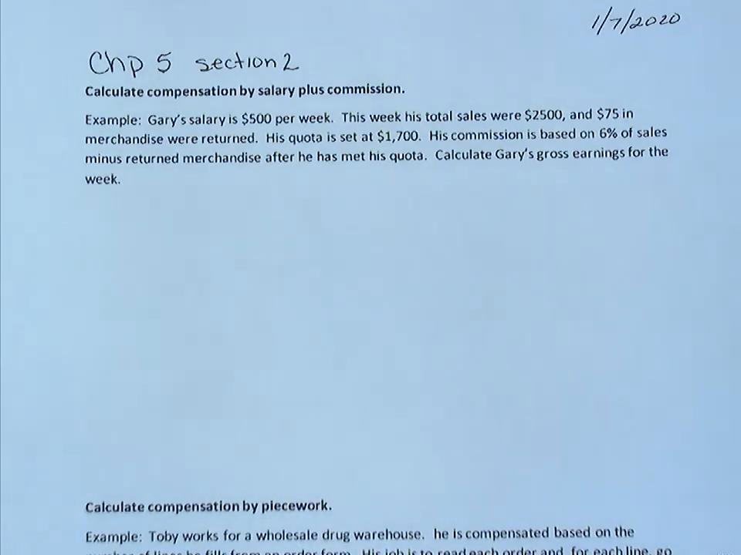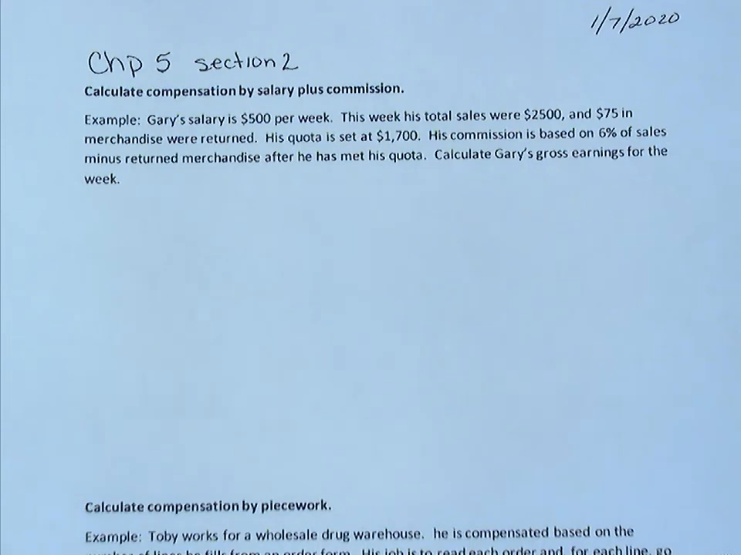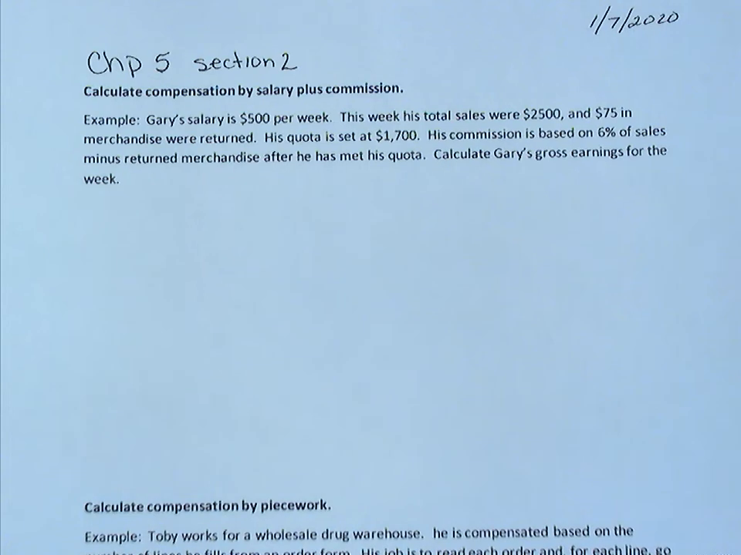His quota is set at $1,700. That means he has to sell at least that much money. His commission is based on 6% of sales minus the returned merchandise after he's met his quota. So he has to meet the quota, then anything above the quota, he gets paid 6% of that. So we're going to calculate Gary's earnings for the week.